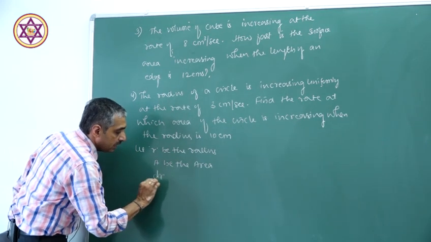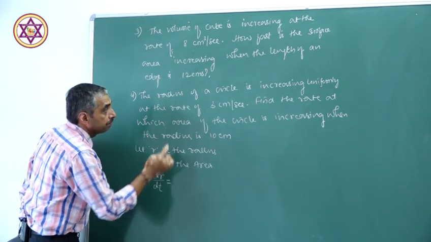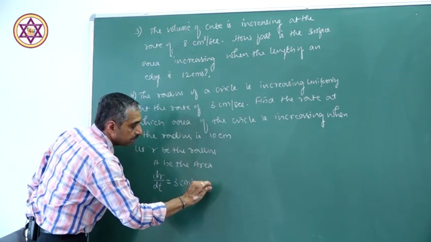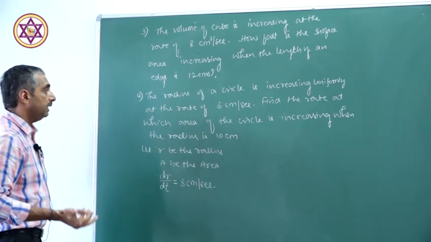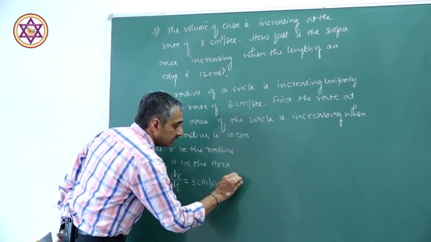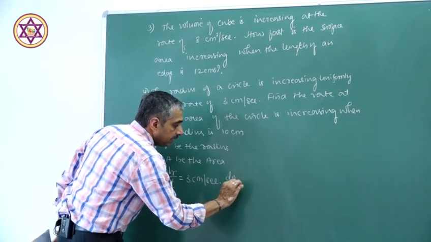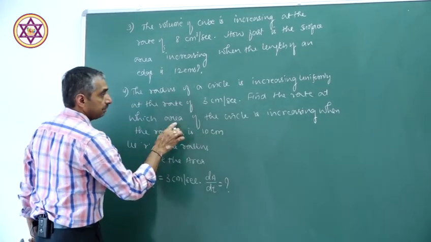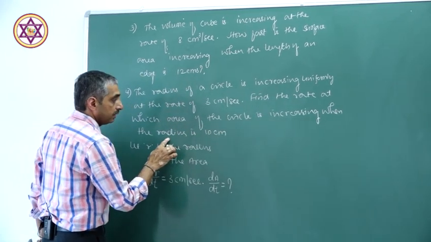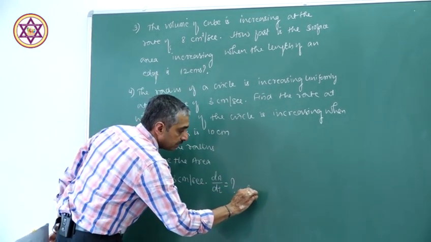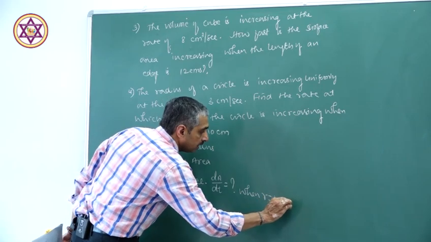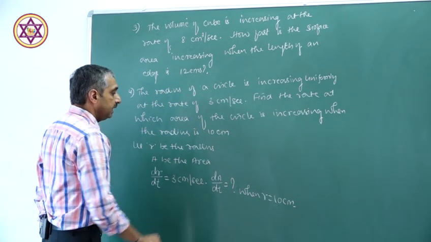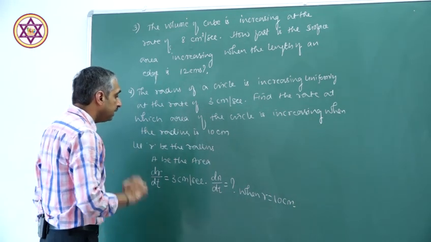Next, the radius of the circle is increasing. What is this data? dr by dt. Radius is increasing, dr by dt is 3 centimeter per second. Find the rate at which the area is increasing. What is to be calculated? dA by dt. We need it when the radius r is equal to 10 centimeter. So once again we are asking for the area, and dr by dt is given.